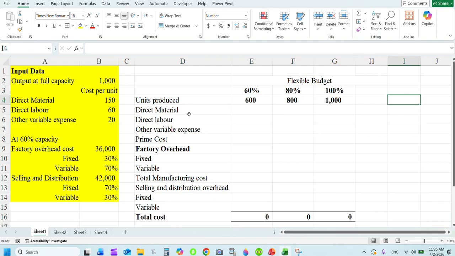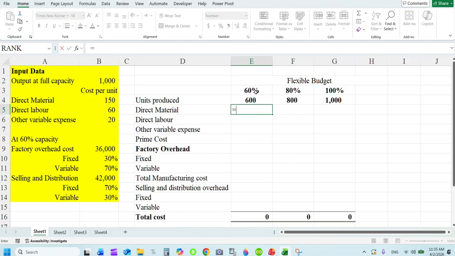Okay. Now let's compute direct material cost. I told you, to prepare a flexible budget, it is very important that you know what are the cost elements that remain fixed and what are the cost elements that will vary. And we all know direct material, direct labor, and other variable expense, all these costs are variable. So accordingly, what is the total direct material cost at the 60%?